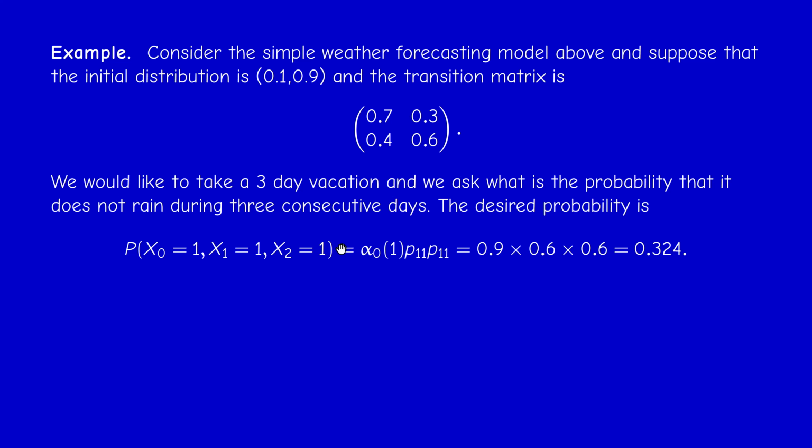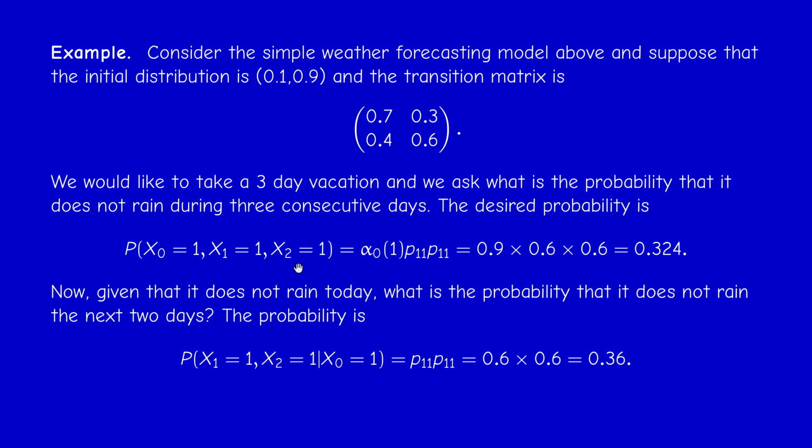And just replace now. Alpha 0 of 1 is 0.9. P11, this is P11 because we have P00, P01, P10, and P11. So P11 is 0.6. And so we have 32.4% actually of not raining during 3 consecutive days.